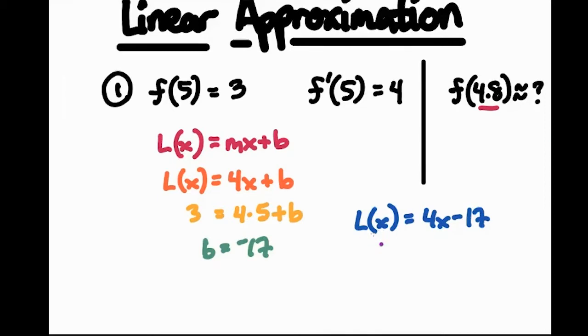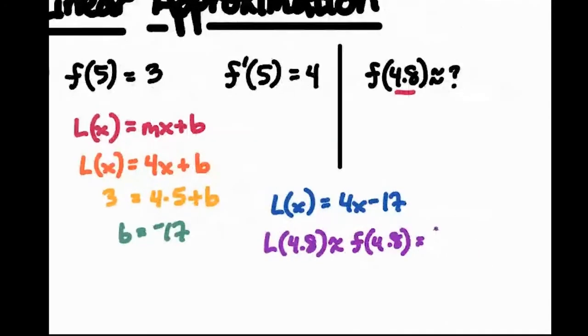All right, now that we have our linear approximation equation, now we can figure out what L of 4.8 is, because it's going to be approximately equal to F of 4.8, which is equal to 4 times 4.8 minus 17. And that is 16 plus 3.2, so 19.2 minus 17 is 2.2, I think. So can someone check? Or did someone else just do it in their head already? Is it 2.2? All right. Then you get 2.2.